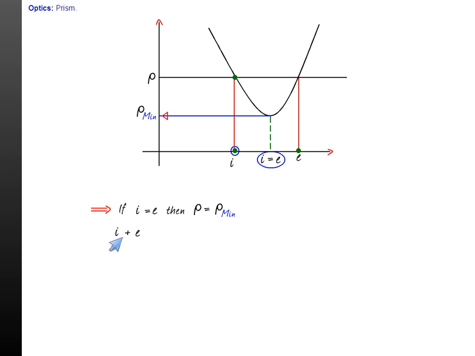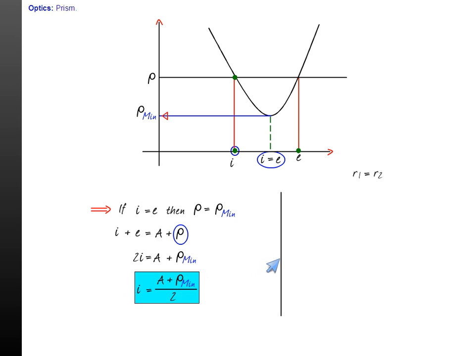And friends, as we know, I plus E equals A plus rho. Now since deviation is, let's say, minimum, therefore I and E are equal. Therefore we can say that the angle of incidence in that case will be A plus rho min by 2. Since I and E are equal, therefore R1 and R2 must also be equal from Snell's law. Since R1 and R2 are equal and R1 plus R2 is A, therefore we can say that R1 equals R2 equals A by 2.